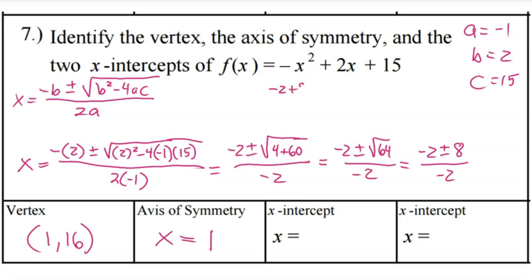Negative 2 plus 8 over negative 2. Well, negative 2 plus 8 is 6. 6 divided by negative 2 is negative 3. So one of our x-intercepts is negative 3.